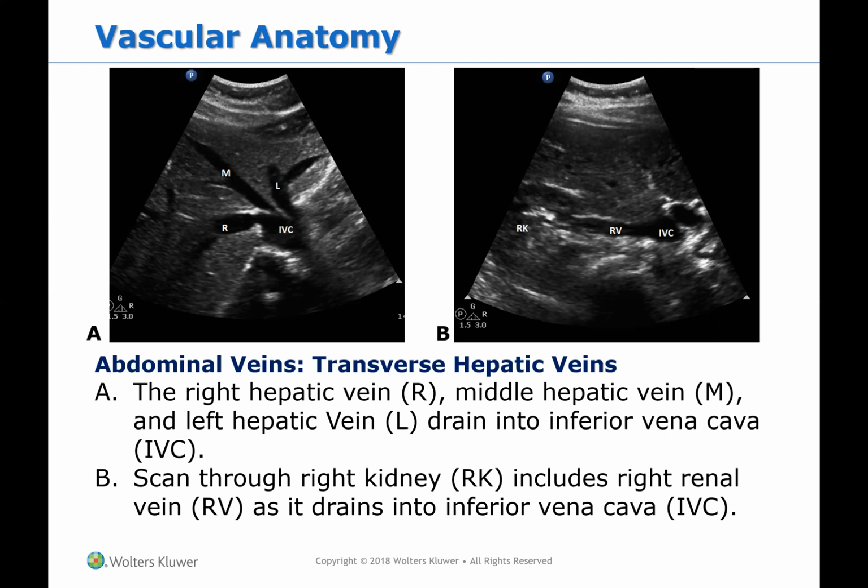Sometimes you won't get the left hepatic vein, and you'll get a different kind of image where it's just the middle and the right. And it kind of looks like a bunny, or a Playboy bunny to be exact.